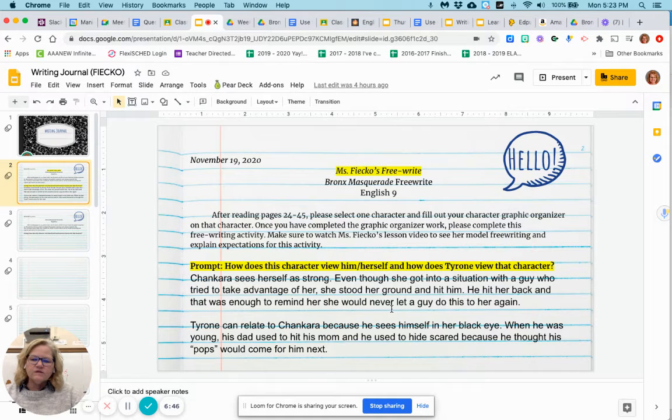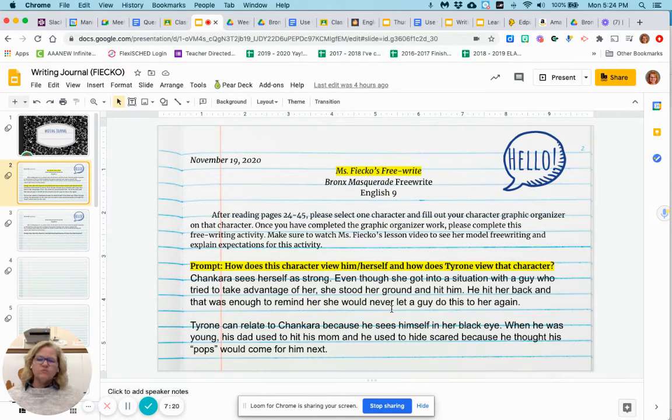So Shankara sees herself as strong. Even though she got into a situation with a guy who tried to take advantage of her, she stood her ground and hit him. He hit her back, and that was enough to remind her she would never let a guy do this to her again. And then how does Tyrone view her? Tyrone can relate to Shankara because he sees himself in her black eye. When he was young, his dad used to hit his mom, and he used to hide scared because he thought his pops would come for him next. So Tyrone can relate to Shankara through that black eye.